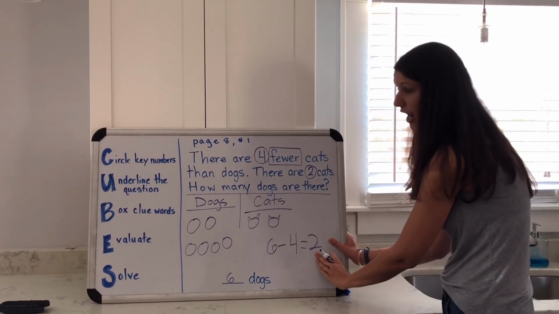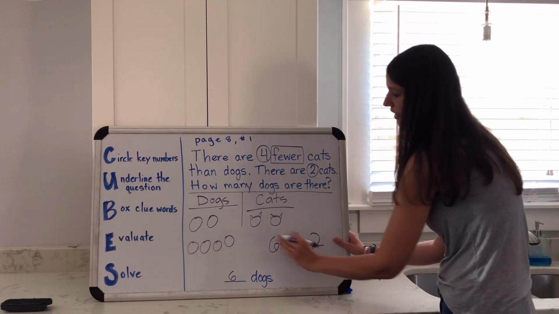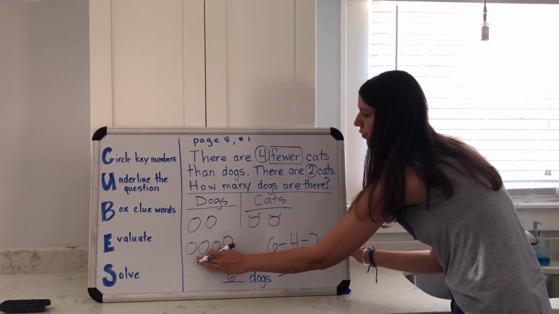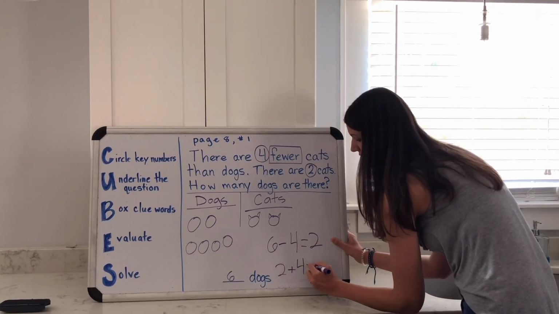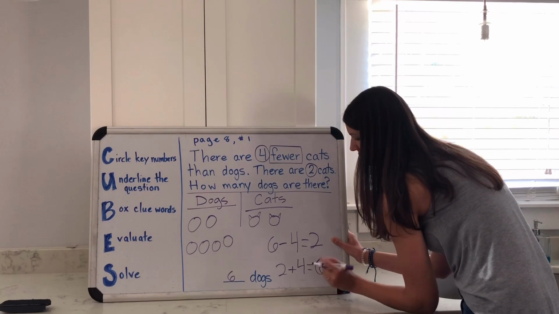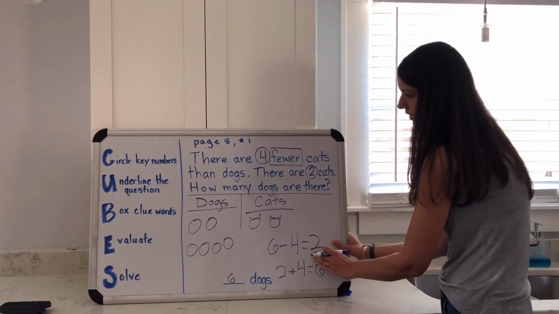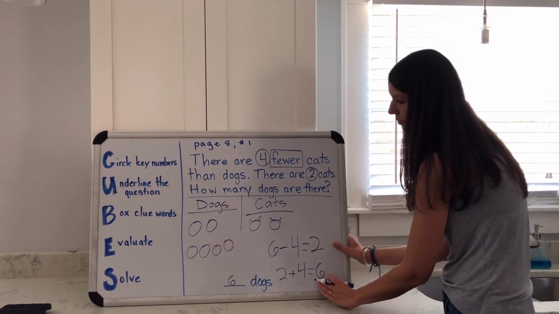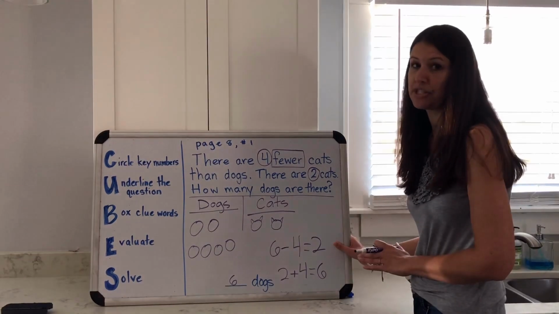That problem is correct. Another way I could write that problem, I could change it into an adding problem, and I could start with the 2 cats that I had. And I added 4 more dogs. And I got 6. So we can solve this problem by doing the subtraction problem. We can solve it by switching it around and doing an adding problem, or we can solve it by drawing a picture. So you choose the strategy that works best for you.